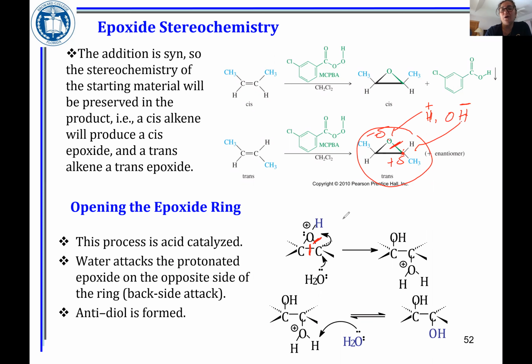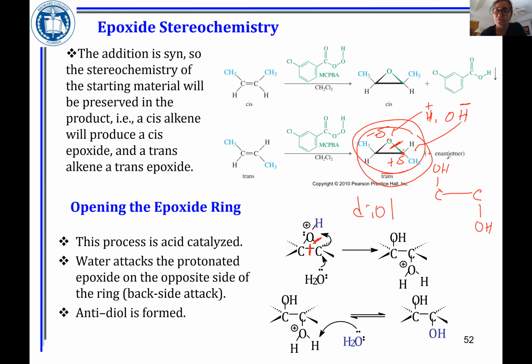What would be the overall product? So you have your carbon-carbon, the O would change to OH, and the other carbon will take the OH. This is called a diol, two alcohol functional groups added. And the addition is going to be anti-addition. Why is it going to be anti-addition? We do have a triangle, so this addition is going to be anti-addition.